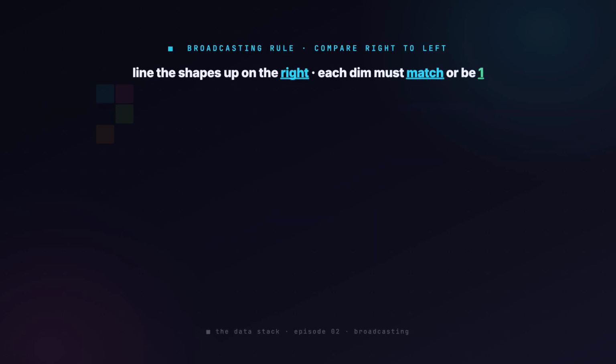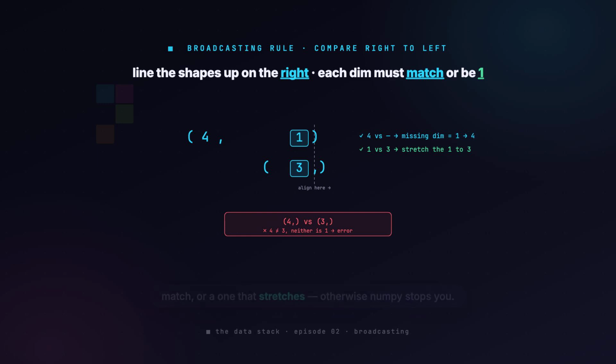Here's the rule, and it's the whole episode. Line the shapes up on the right, walk left. At each position, the sizes must either match or one of them must be 1. A 1 gets stretched to meet its partner. If neither is true, NumPy raises an error.